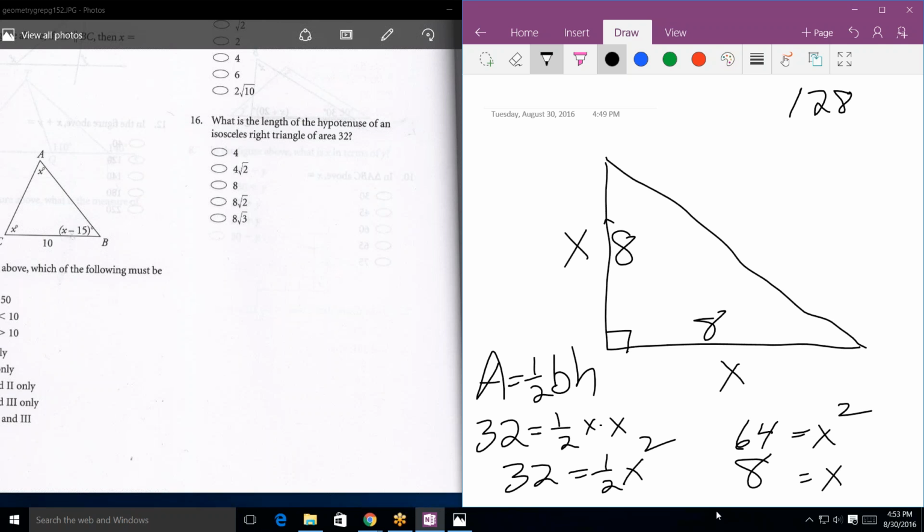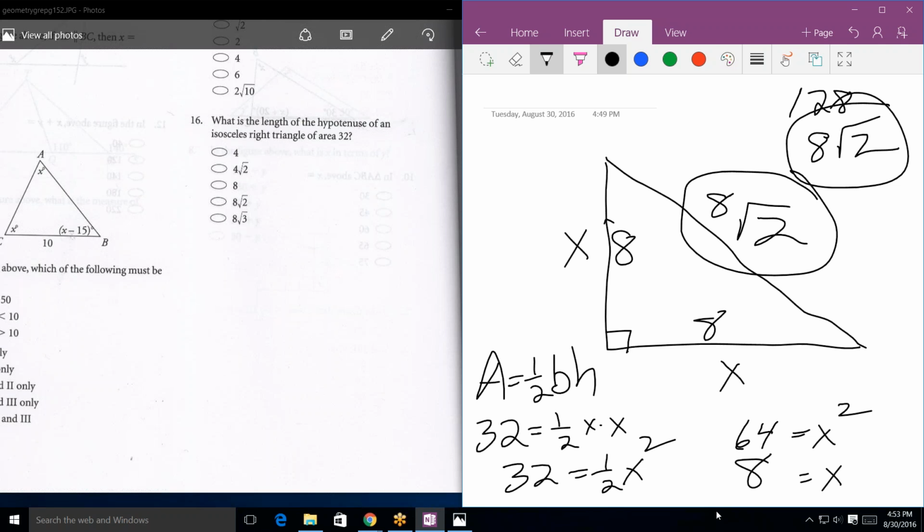What's half of 128? Half is 64, so 2 times 64. Okay. There's your answer right there. Yes. 8 root 2. Now, before we go on, that was the hard way to come up with that.